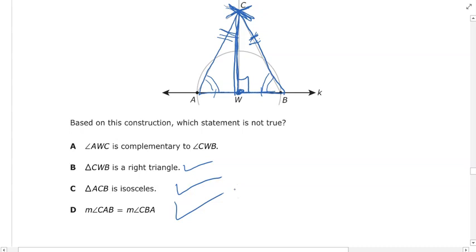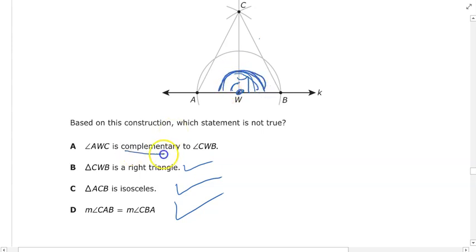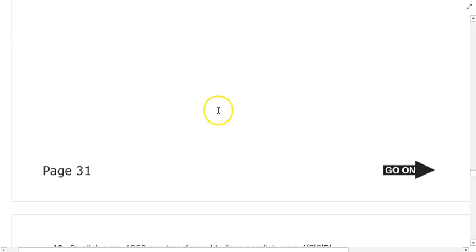So the only one I wasn't sure about would have been then that, let me get rid of everything except for the important stuff, AWC, this angle here, is complementary to CWB, this angle here. No, complementary means two angles that add up to 90. These two angles add up to 180. These are supplementary, not complementary. So it should be answer choice A on that one, because that is not true.